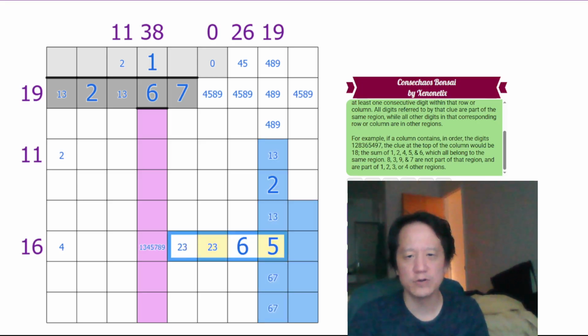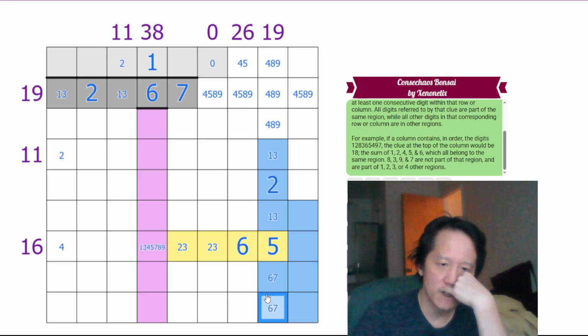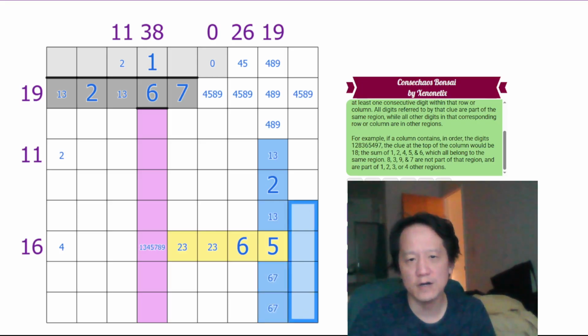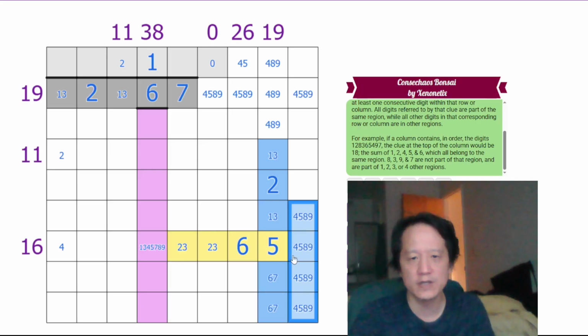This would all be part of that region. That's interesting. How does that work? Okay, so then this would be... wait, that's too big. 1, 2, 3, 4, 5, 6. No, hold up. We have a 5. Okay. So 5, 4, 5, 8, 9. This can't be 5. Right.